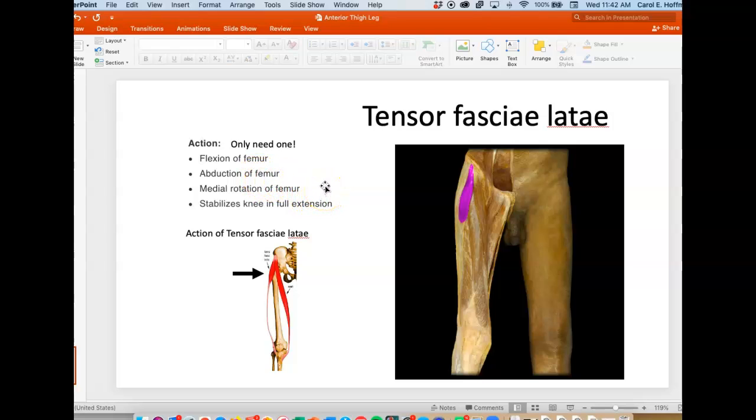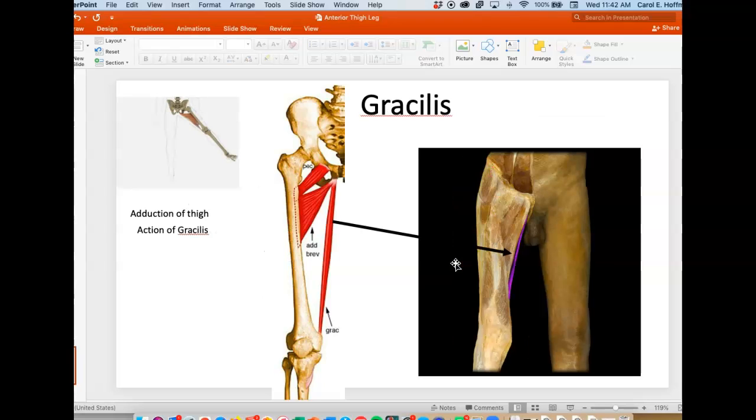Rotation, and also stabilizes the knee because it's attached onto this fascia lata, which is again the IT band, which gives runners a lot of problems for, again, overuse. Okay, that was lateral thigh. We're going to move on to medial thigh now.